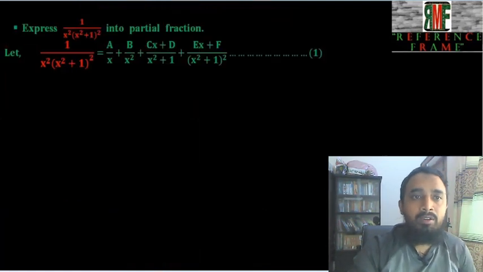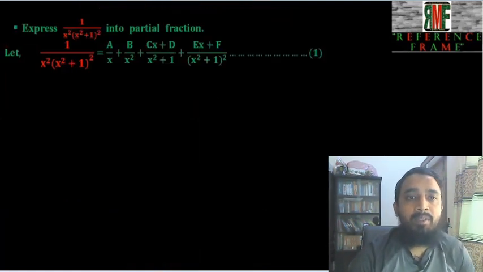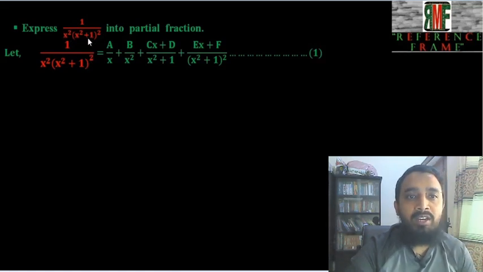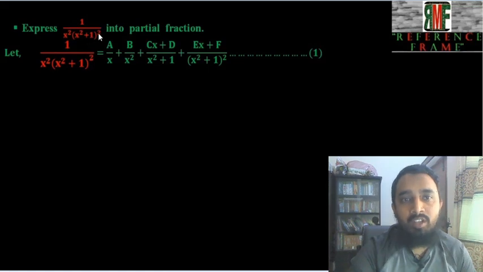This is our given problem: 1 by x square into x square plus 1, where x is the linear factor which is repeated as a square, and x square plus 1 is the non-linear factor. Since there is a whole square, this is also repeated.